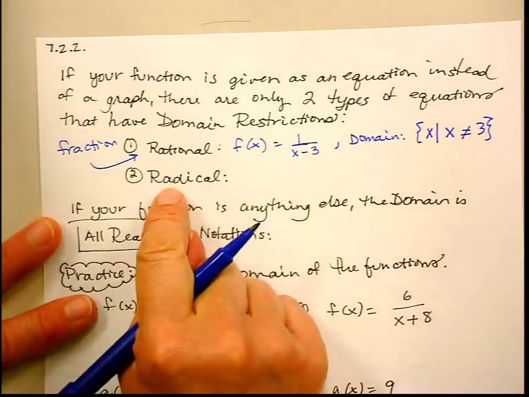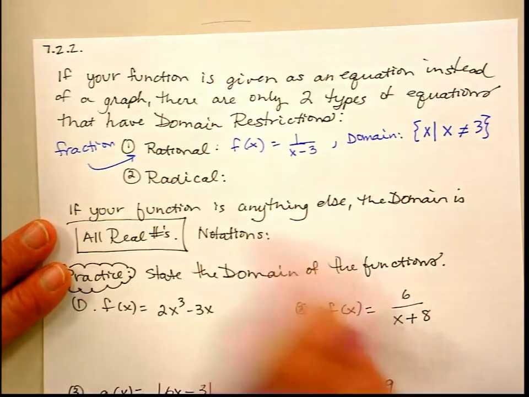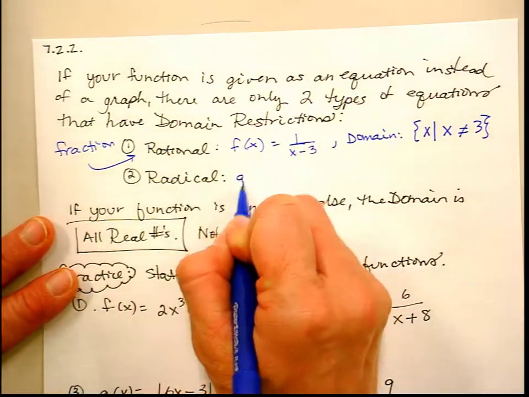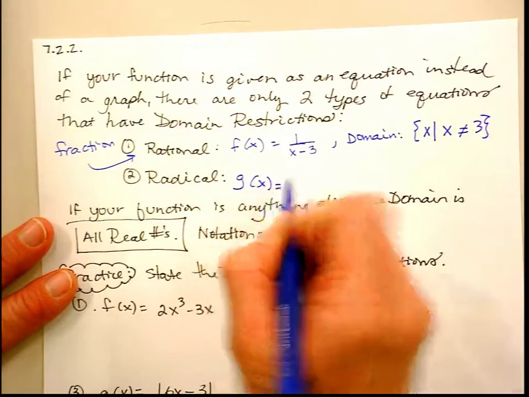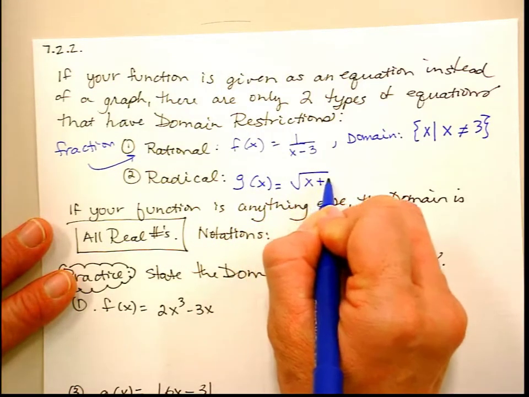And then the other type that has an issue is a radical function. And not all radical functions, but some. And I'll talk more about this in Chapter 10. Okay. So an example, though, so you know what they look like. g of x equals the square root of x plus 2.